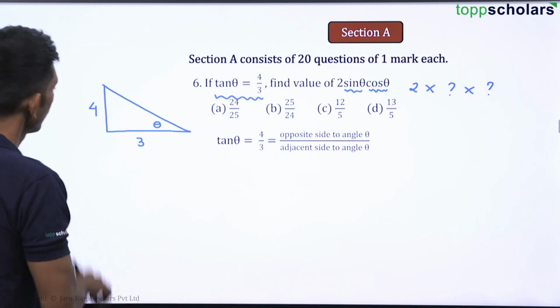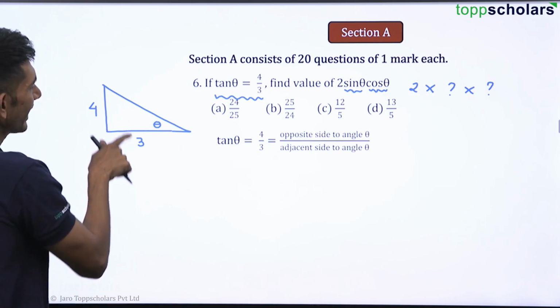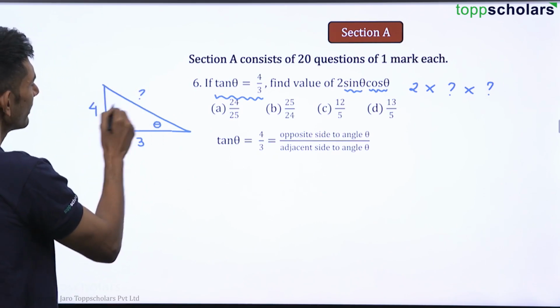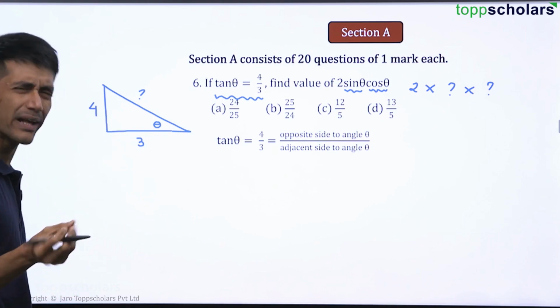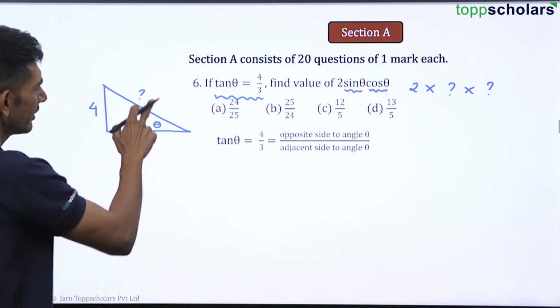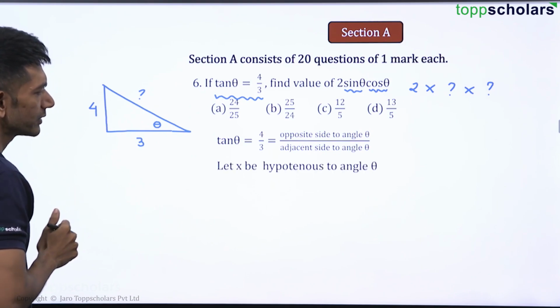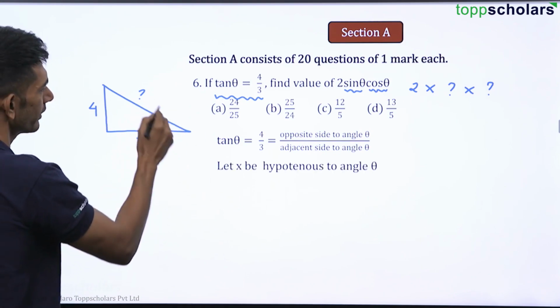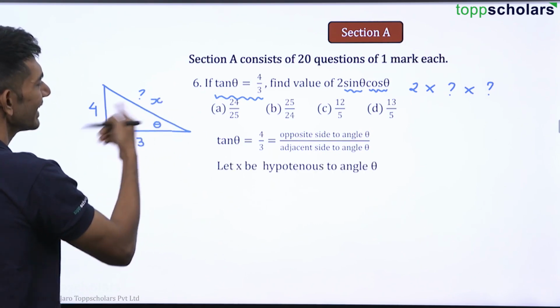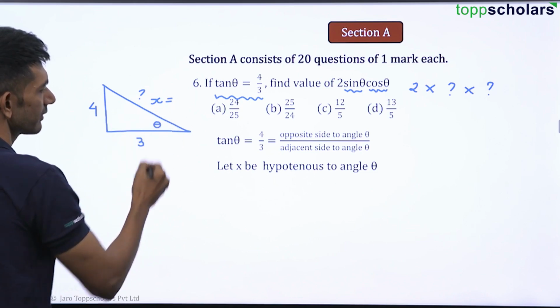Correct? So if this is 4, this is 3. Can I find out the hypotenuse? Obviously this is the ratio, these are not the actual values. But for our reference, we'll find out the hypotenuse first. So if x is the hypotenuse, then can I apply Pythagoras theorem? Yes. How do I get the value?